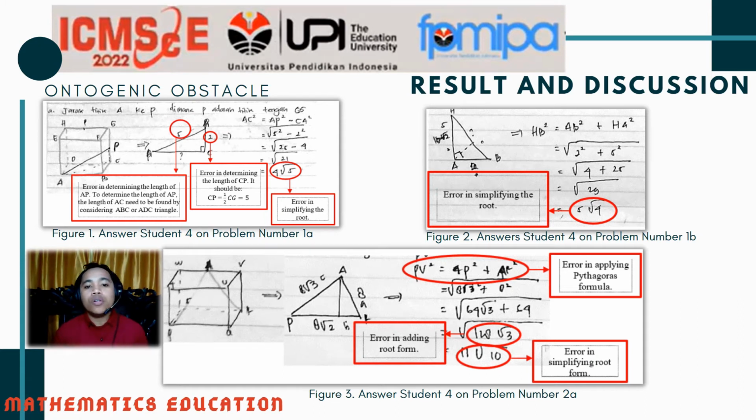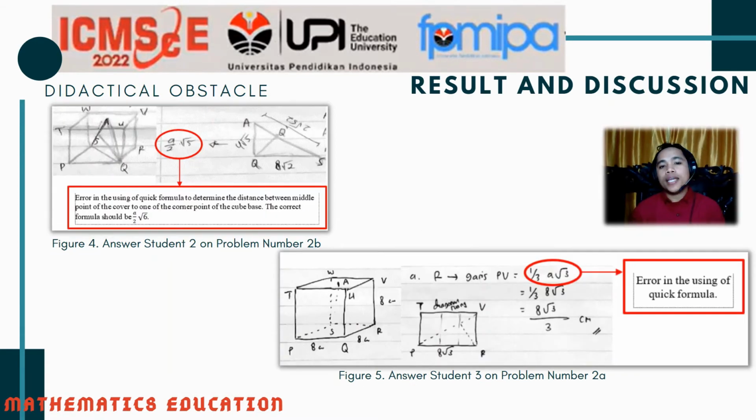Then, student 4 also admitted that he still felt confused in addition and subtraction operations with roots, as well as simplifying root forms. For example, root of 21 was changed to root of 16 plus 5, equal to 4 times root of 5. He did the same thing in simplifying root of 29. In accordance with the errors, descriptions, and learning obstacles experienced by the student, it is concluded that the student experienced an instrumental obstacle.